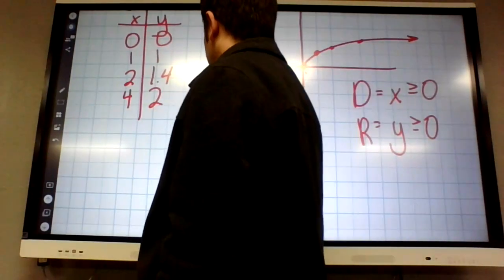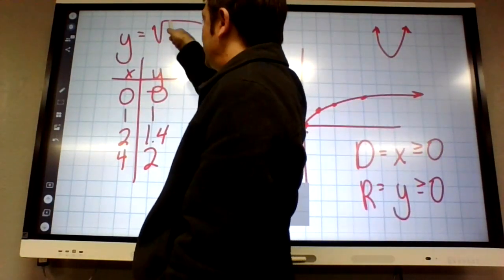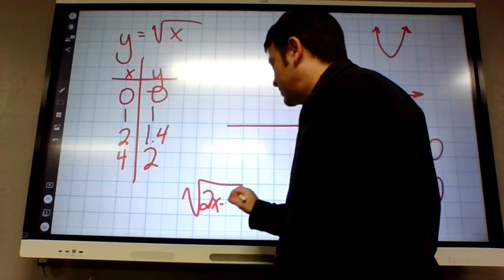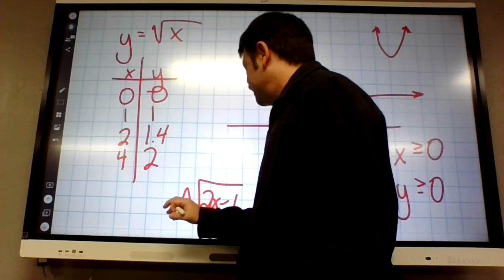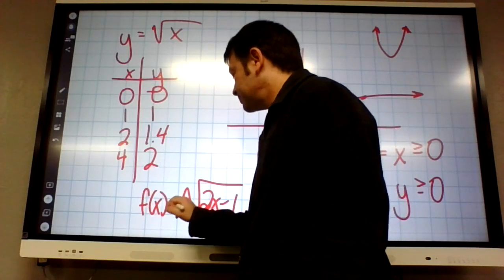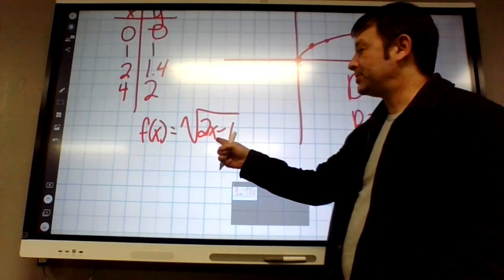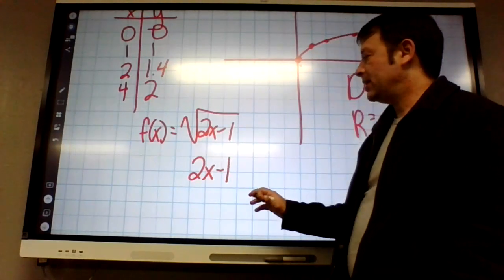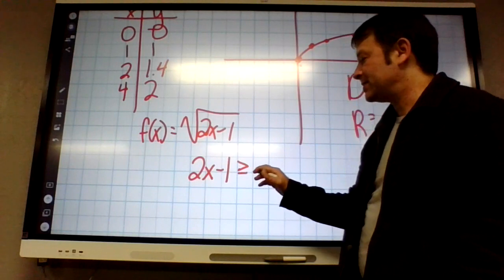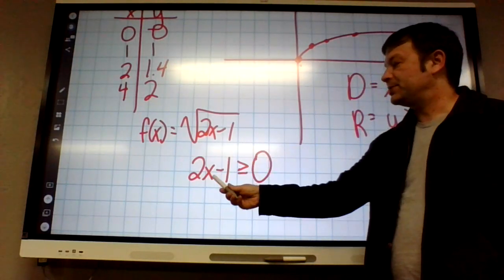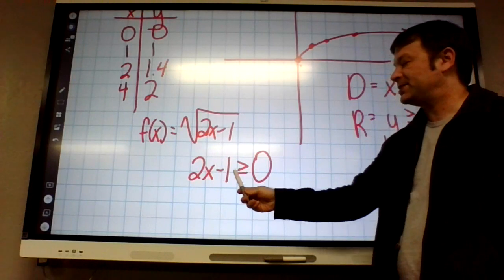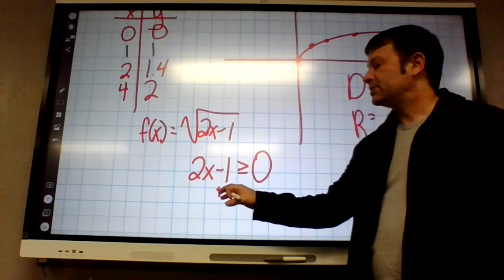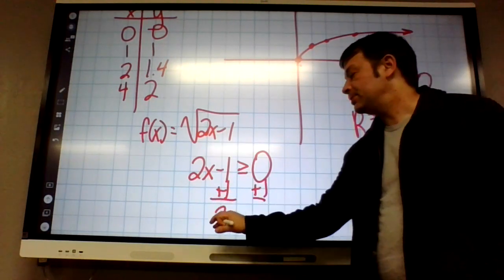Basically, for the domain, you cannot have anything inside the square root that's negative. That's a limiting factor. So if this was the function, what x values would actually work? Here's all you do. You take whatever's inside the square root and say it has to be at least 0, so this stuff has to be greater than or equal to 0. This is the main trick for finding the domain. Then you solve for x: add 1, divide by 2.